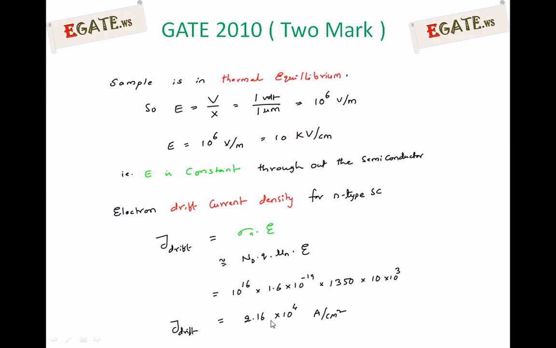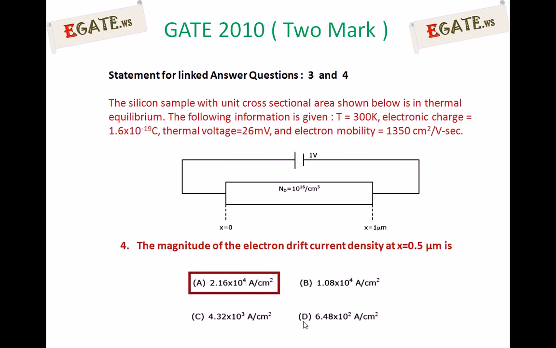J drift is 2.16 into 10 power 4 ampere per centimeter square. So the drift current density is 2.16 into 10 power 4 ampere per centimeter square. The correct answer for the given question is A, 2.16 into 10 power 4 ampere per centimeter square.